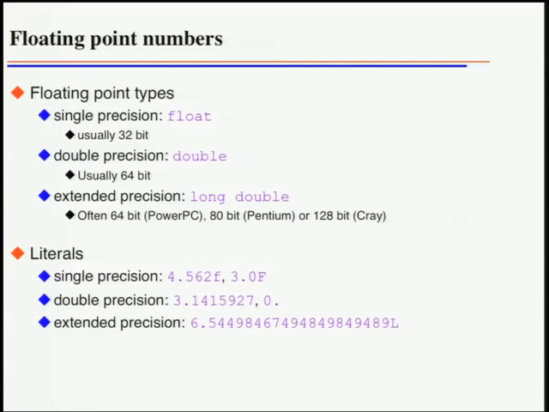Likewise, literals include a decimal point. If you only write a number with a decimal point, you will get a double precision number by default. If you don't include any numbers after the decimal point, it will still be a double precision number. If you want a different precision, you can use the F postfix for single precision and the L postfix for the extended precision, the long double type.